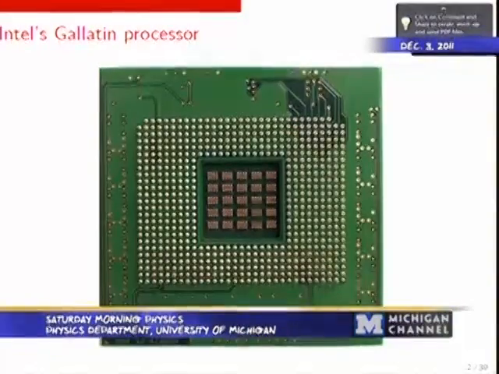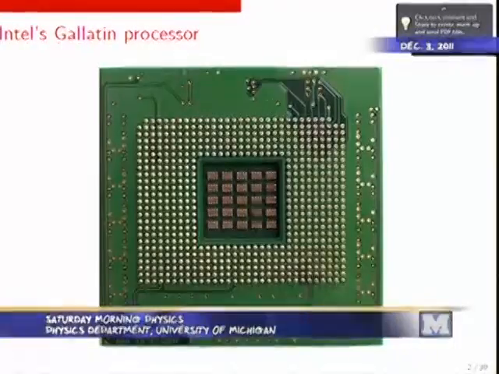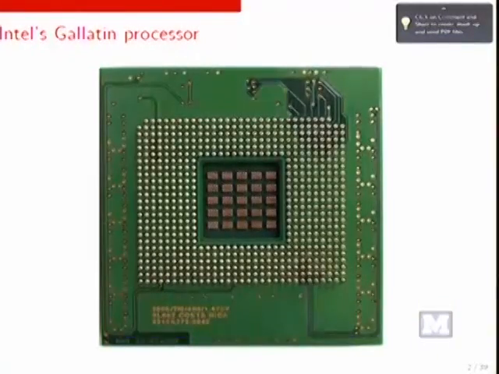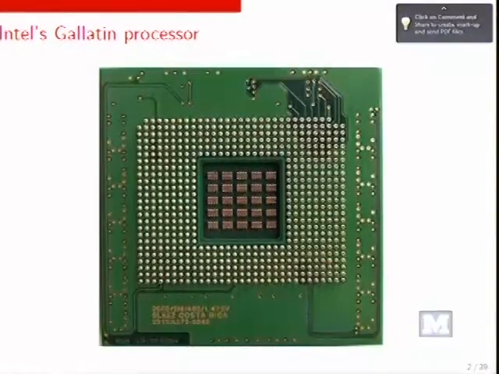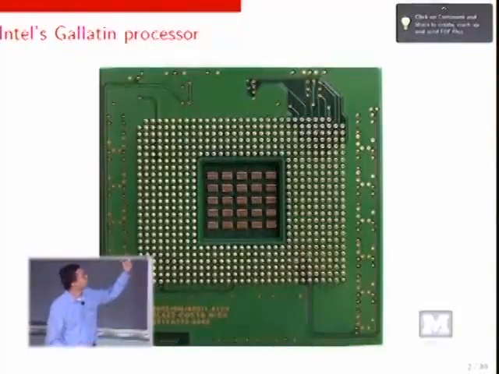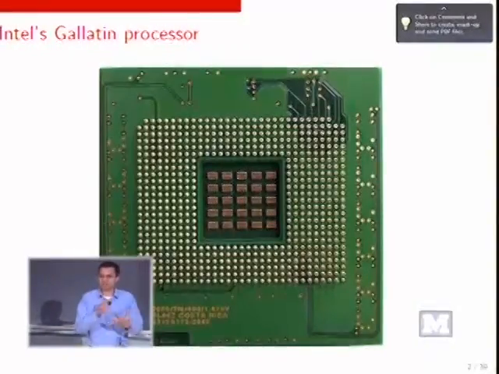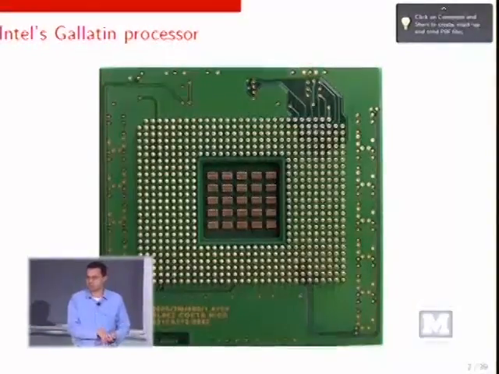This is a photograph of the Intel Gallatin processor. If you open your laptop or desktop and look for something like this, you're not going to see it. This is the underside of the processor, so you can't even see the processor, because it's inside a cooling system. Even if you remove the cooling system, you won't see this because this is the underside and it is stuck to the motherboard.